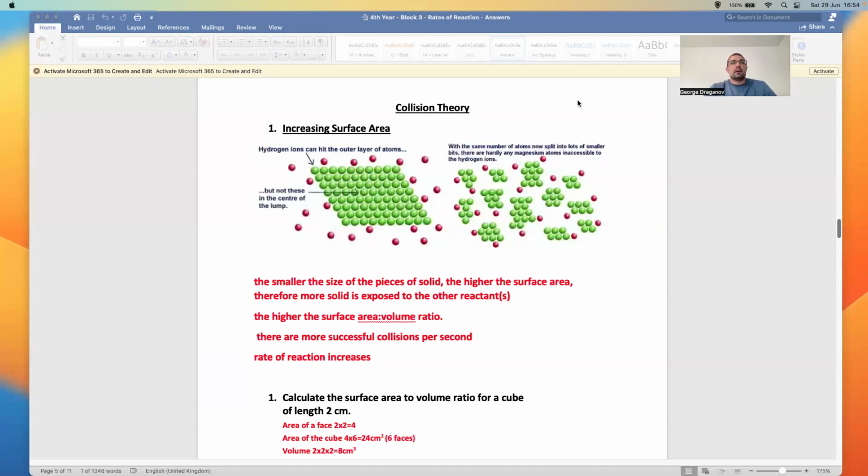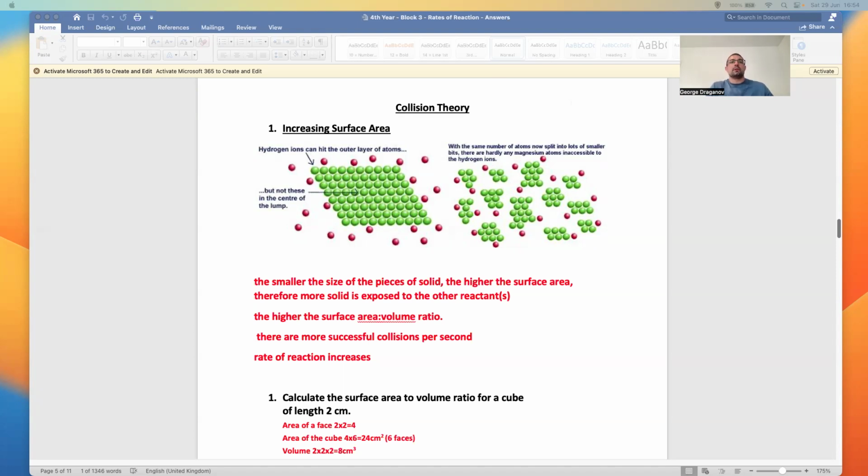Collision theory. Today's lesson, we're going to look at how you describe the effects of the changes in certain conditions on the rate of reaction. So we're going to look at the effect of changing surface area, concentration, pressure, temperature, and catalyst on the rate of reaction, and we're going to explain it.